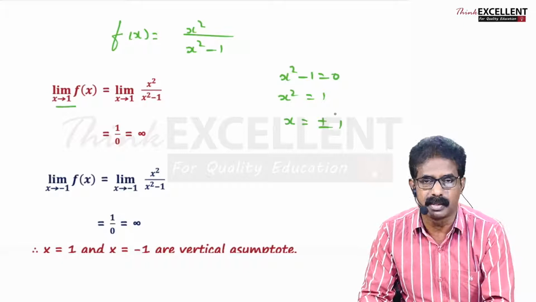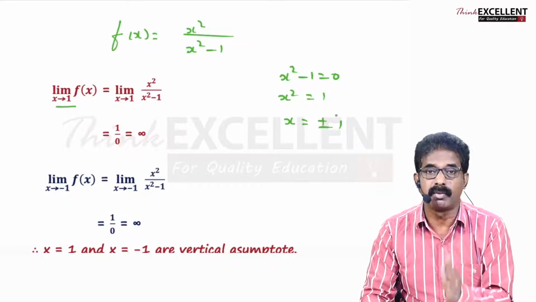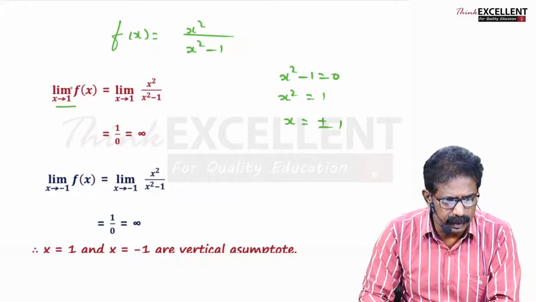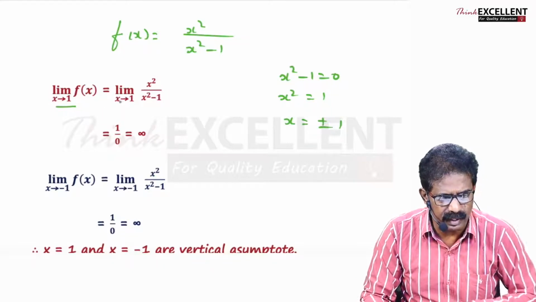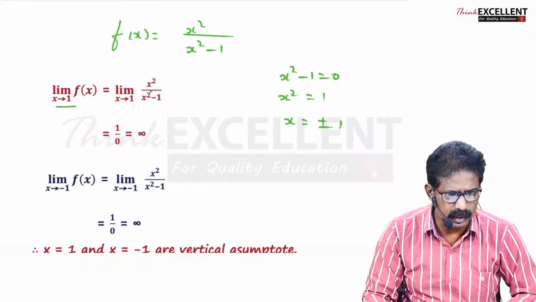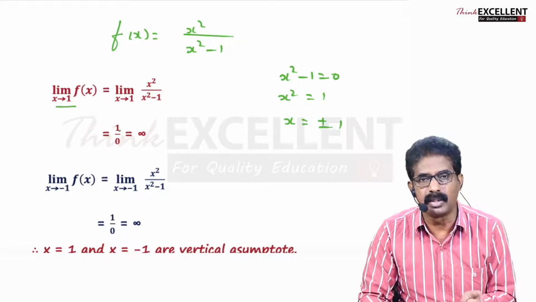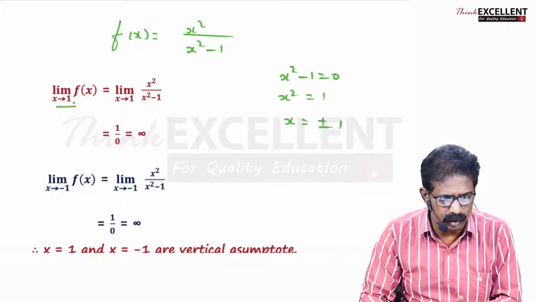But you write the steps. When you apply the limit, you have to prove you are getting infinity, right? So x tends to 1. Limit x tends to 1 f of x you are finding. For x you put 1. Numerator is 1 square, 1. Denominator is 1 square minus 1, 0. Something by 0 is infinity. Okay, so x equal to 1 is one vertical asymptote.